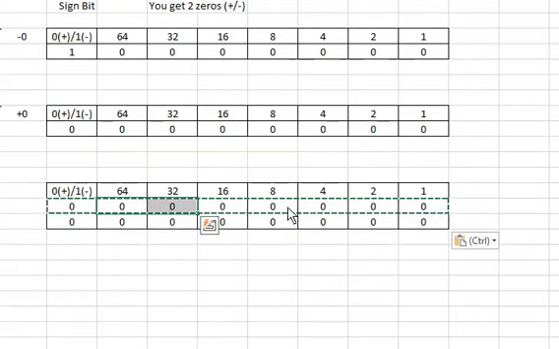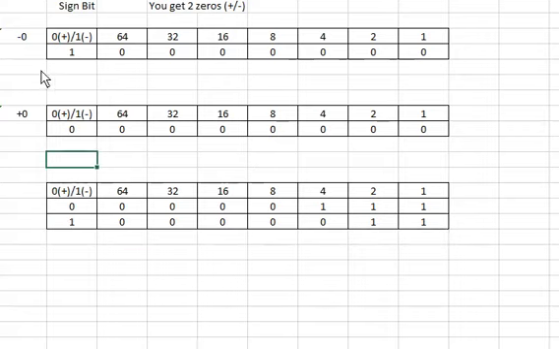So 7 is simply 1, 1, 1, and minus 3 would be a 1 at the start here. So this is 7, and this is minus 3, because you can see it's a minus because we've got 1 here. Now let's add them together as we've done in the video.